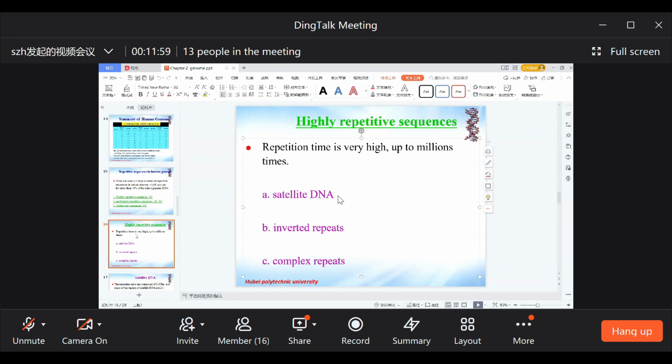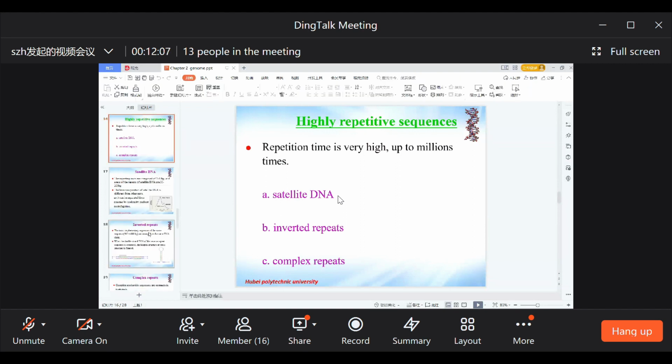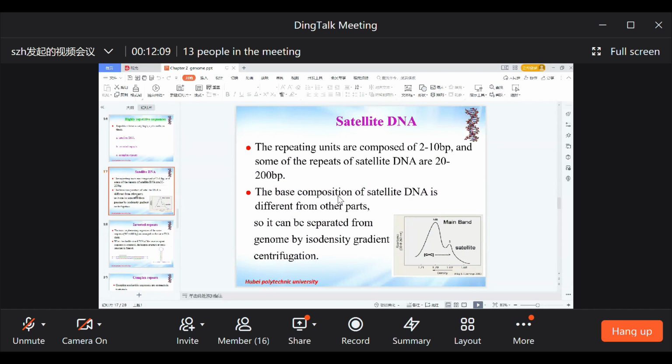For this part, we focused on these three kinds of highly repetitive sequence we studied. Okay, the first is satellite DNA. You can see this kind of DNA. You answer what is satellite DNA. The first, this is one kind of the highly repetitive sequence in the genome.